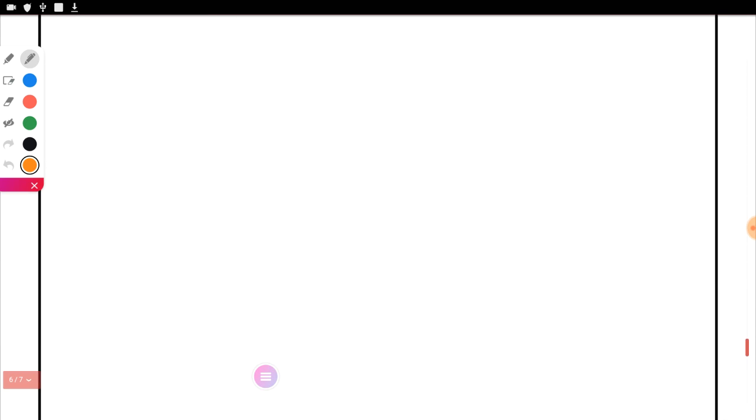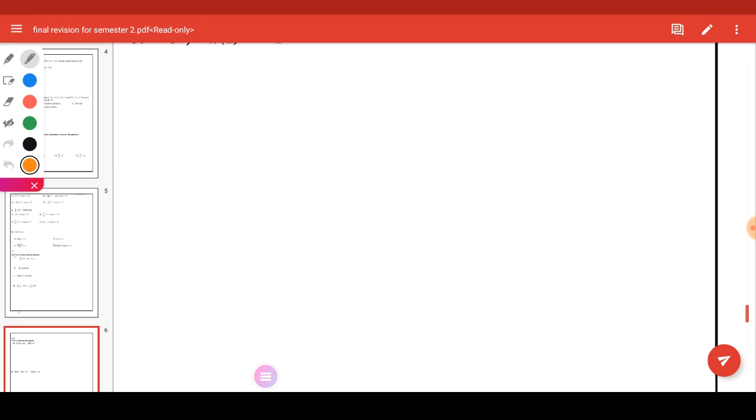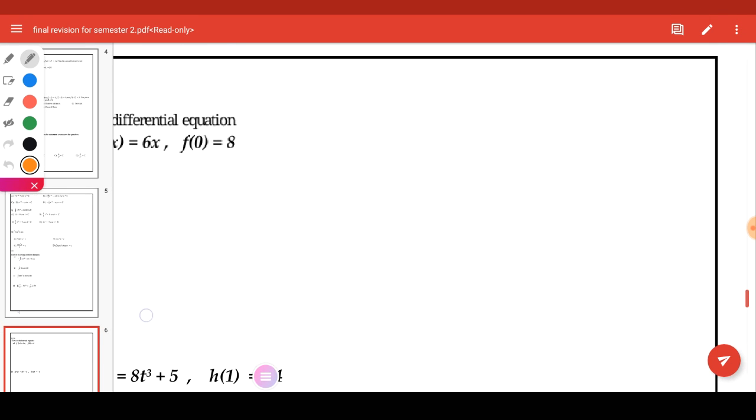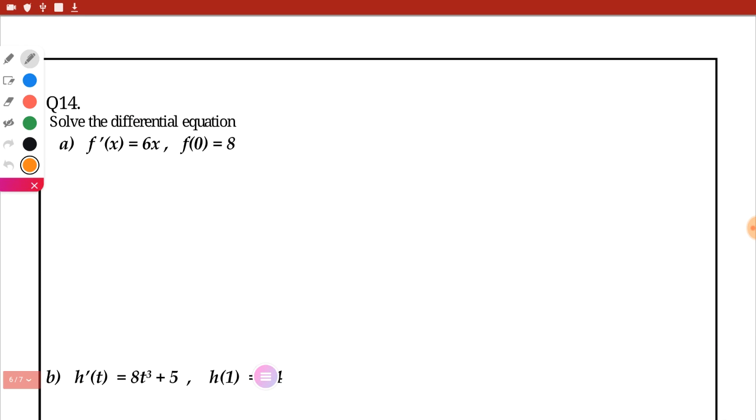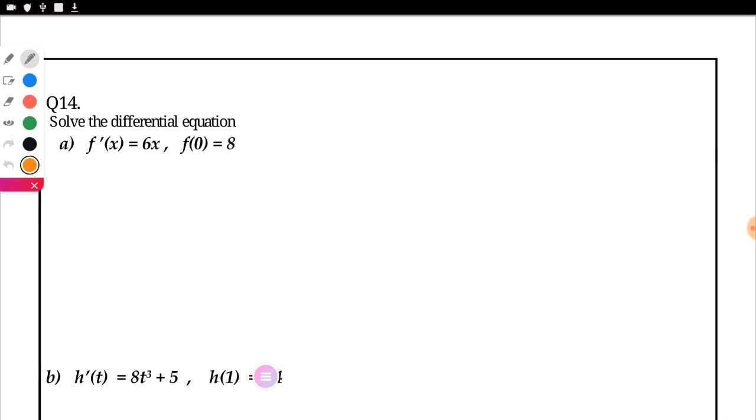Here the last two questions. Now, for this one, how to solve a differential equation? Before we begin to solve a differential equation, what is the meaning of a differential equation, and what is the meaning of its solution? A differential equation is any equation we get by differentiating another function. It represents the function which we get by differentiating another function.